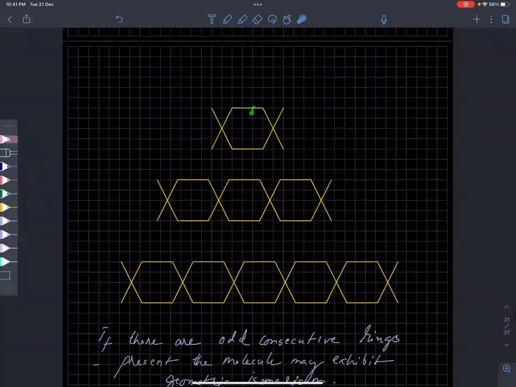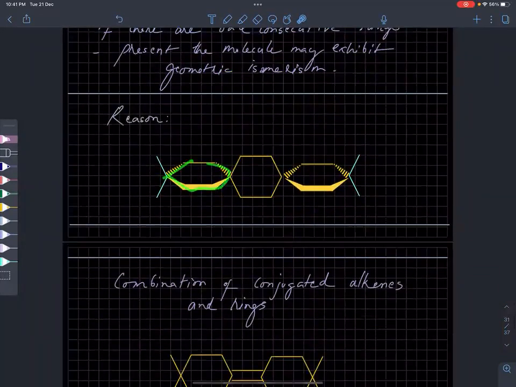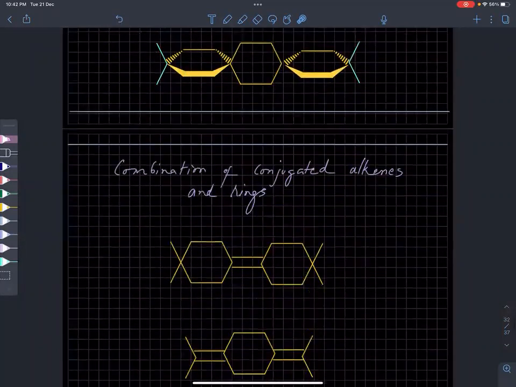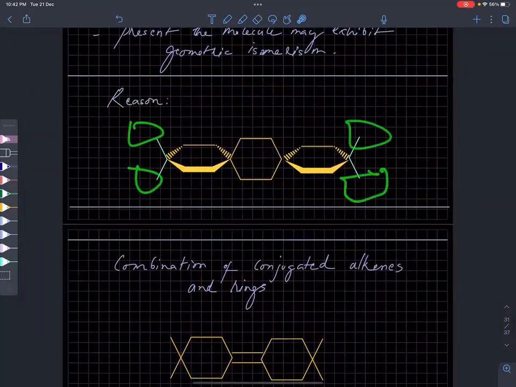When you have an odd number of rings, they exhibit geometrical isomerism. Why? Because look at this. One will be like this. One will be like this. One will be like this. This and this will lie in the same plane. First and last will lie in the same plane. That's why they can have cis and trans. When these two groups are different and these two groups are different, they may show cis and trans, but they will definitely show E and Z.